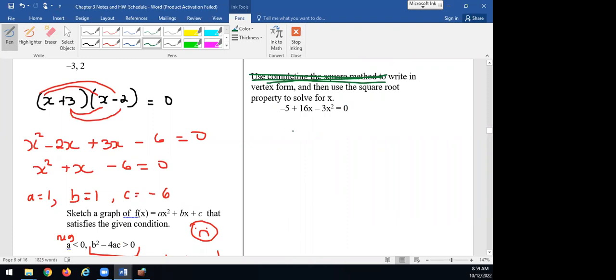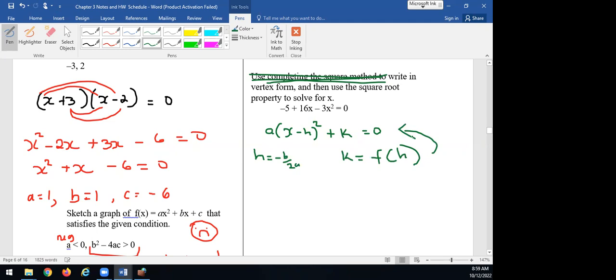All right, so you're going to find your h and your k, because this is the method they want you to put it in. A, then you're going to have x minus h all squared, and then plus your k, and set that equal to 0. That's the method they want you to put it in. You already know how to find your h, it's -b over 2a. And you know that your k is equal to what? f of whatever h is. And then put it in this form here. And then use the square root property to solve, where you square root both sides and you work it from there.